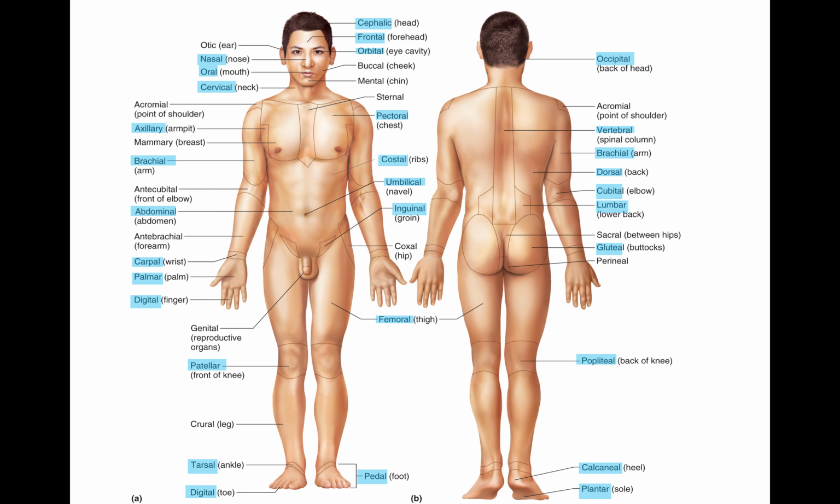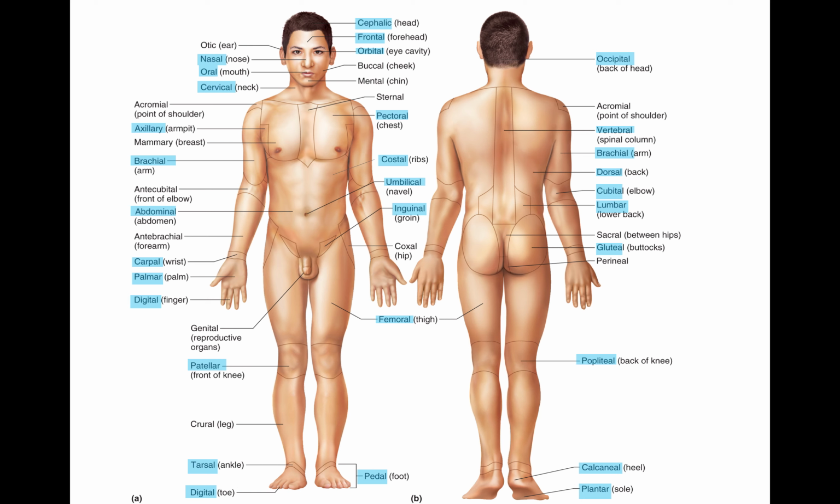When we move to the back, when we use dorsal, we're talking about the back as a whole. When we use vertebral, we're just talking about the spinal column, right down the middle, the bony part with discs and nerves. So vertebral is referring to the spinal column, whereas dorsal is referring to the whole back. Lumbar is another specific area of the back, and we're talking about your lower back in this area.